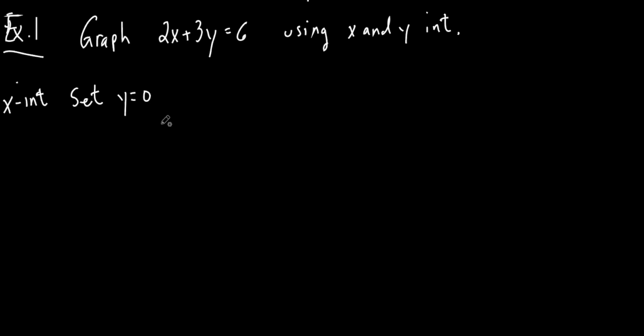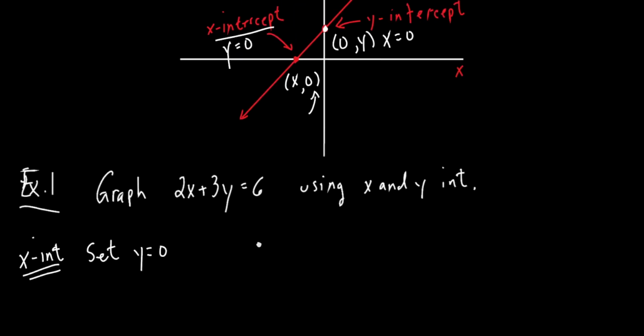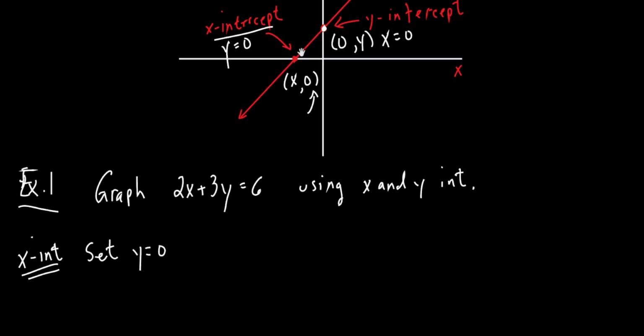All right? So let's go ahead and do that. Let's find the x-intercept. Let's find where our line crosses the x-axis. You follow what we're trying to do here? Okay, so that's what we're going to do. We're going to find where it crosses the x-axis. I'm looking for that point right there.